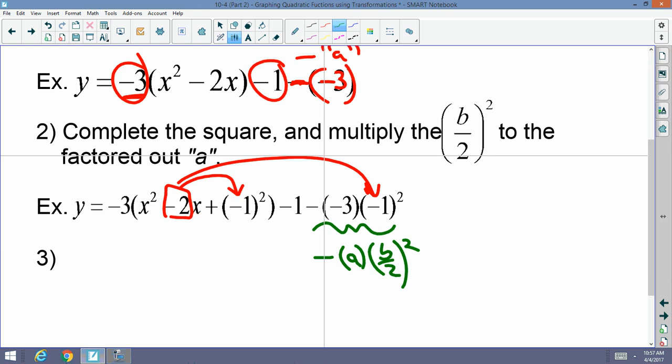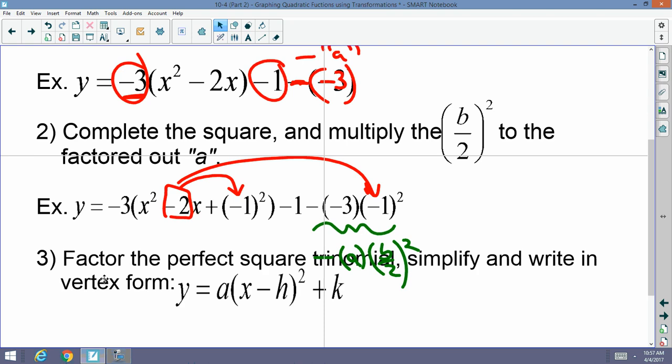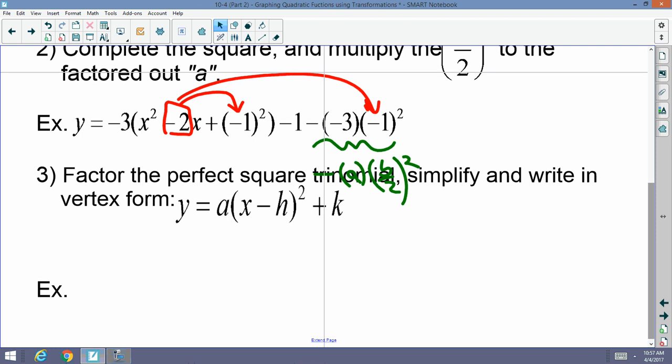And then from here, complete the square, solve and simplify. Factor the perfect square, simplify, and write in vertex form. So it's going to be negative 3 times (x minus 1) squared, and then I have negative 1 minus a negative 3 times a negative 1 squared, which will equal negative 3 (x minus 1) squared plus 2.